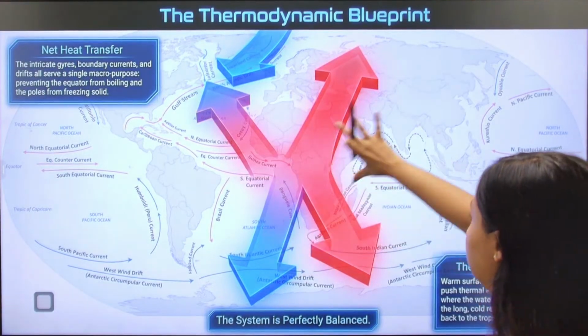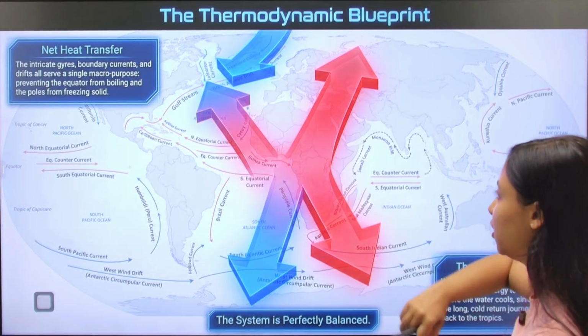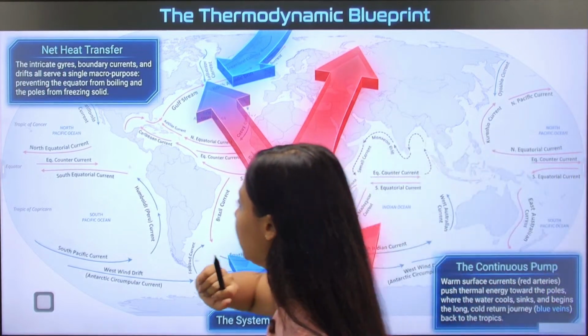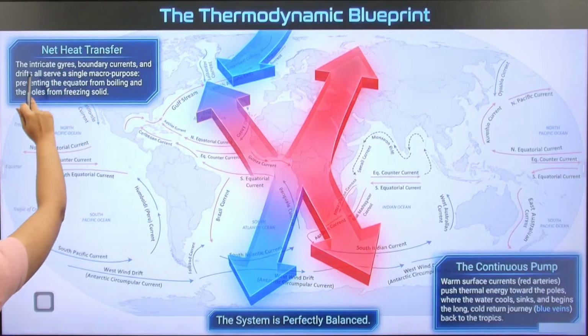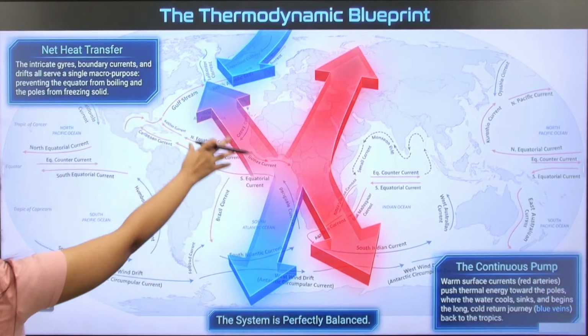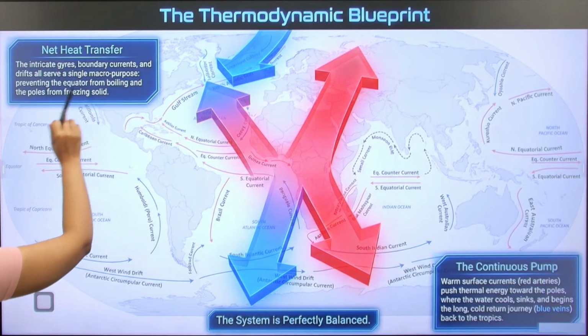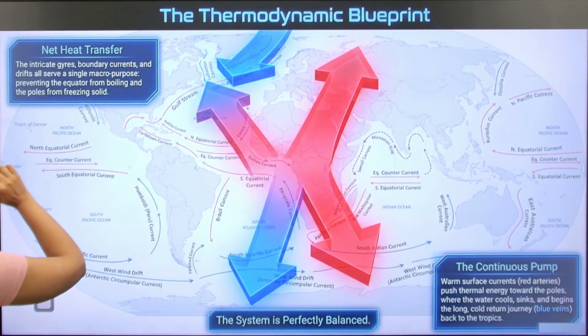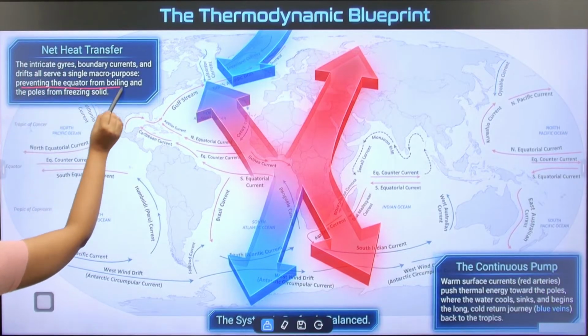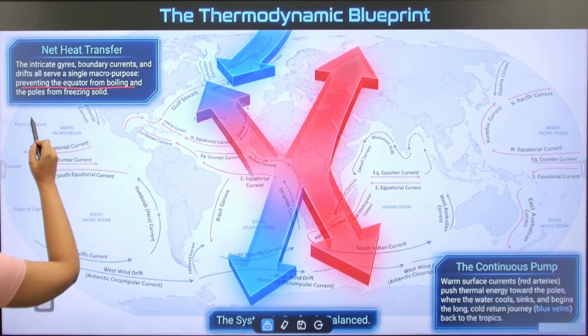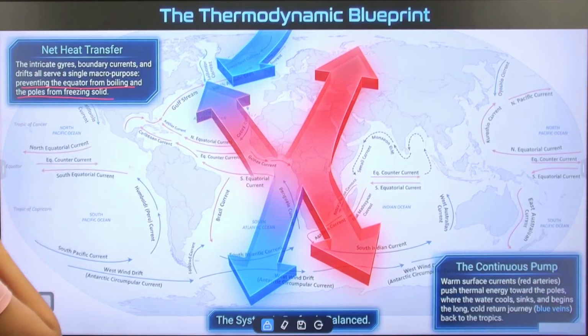This is how the map remains. A continuous balance of heat is maintained. The net heat transfer, the intricate gyres, the boundary currents and the drifts all serve a single macro purpose. What is the major purpose here? Preventing the equator from boiling, getting too hot, and preventing the poles from freezing solid.